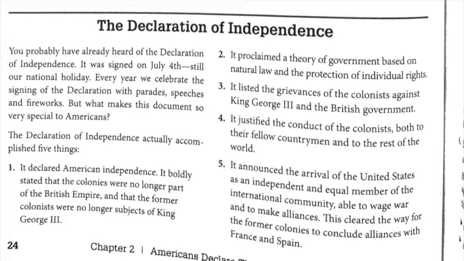Number 4. It justified the conduct of the colonists, both to their fellow countrymen and to the rest of the world. And number 5. It announced the arrival of the United States as an independent and equal member of the international community. Underline or highlight that. Able to wage war and make alliances. This cleared the way for former colonies to conclude alliances with France and Spain. So it's pretty much saying we are no longer part of England, we are now the United States of America.